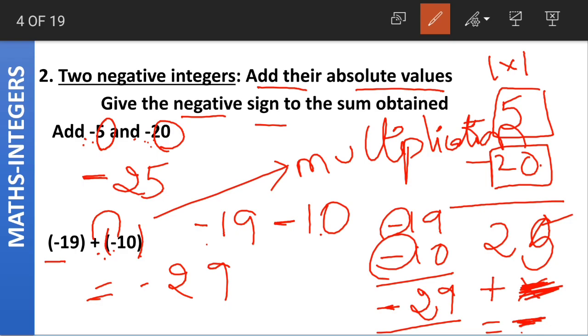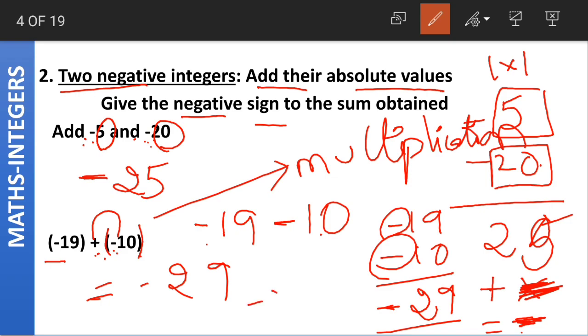What did we do? Like for positive integers, we add them up as natural numbers. Positive integers are what we do addition regularly. Coming to negative integers, when two negative integers are given, you simply add their absolute values and give a negative sign to the sum obtained. Okay class, and when we multiply plus and minus sign, we get minus.